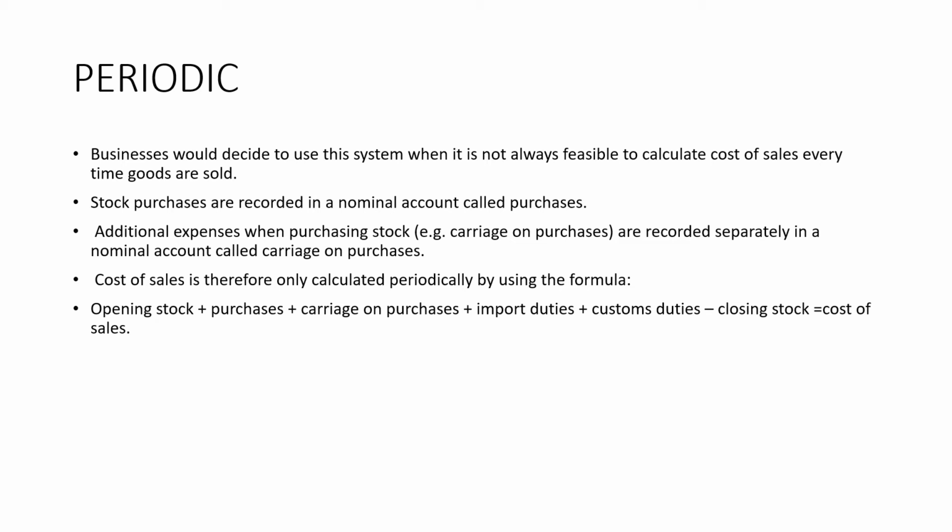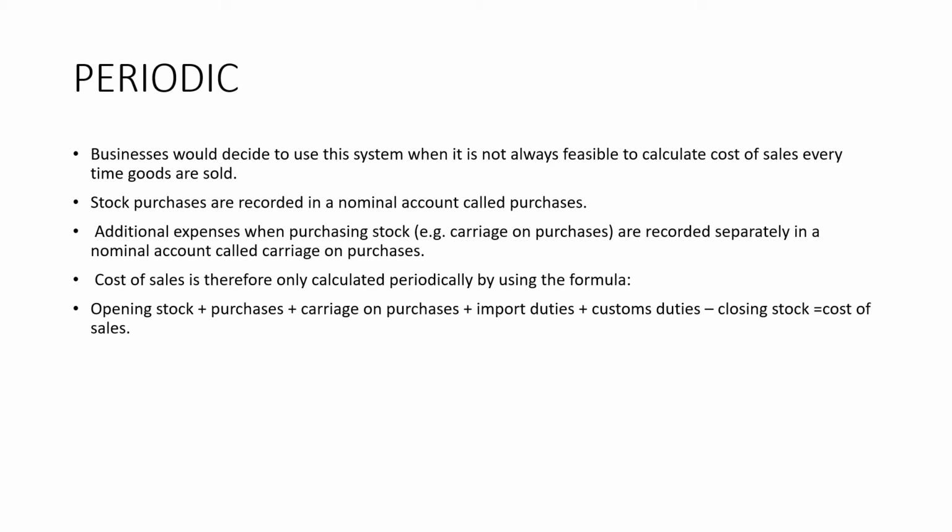I want to give an example of such businesses. Let's say an art gallery, or a car dealership. They don't really have large quantities of inventory, or they don't sell large quantities of inventory daily. So they can opt to use the periodic inventory system.